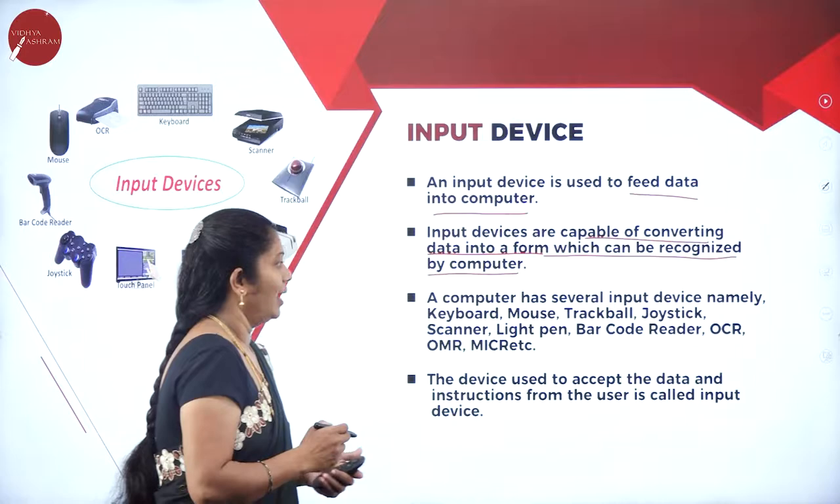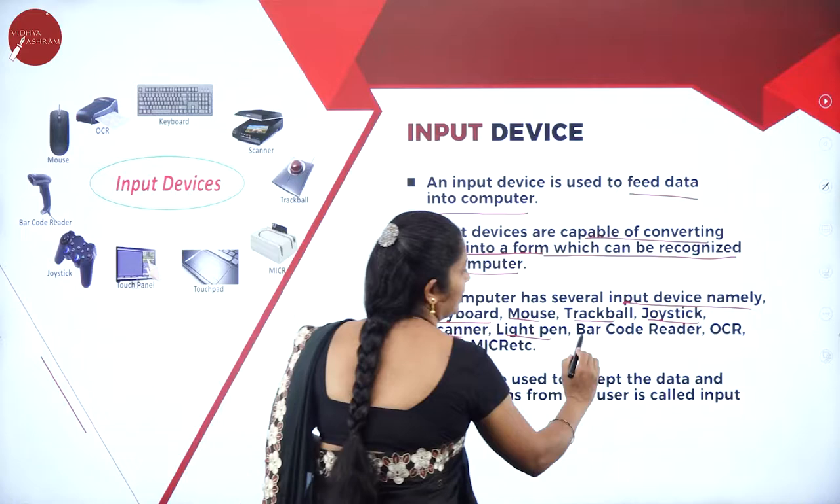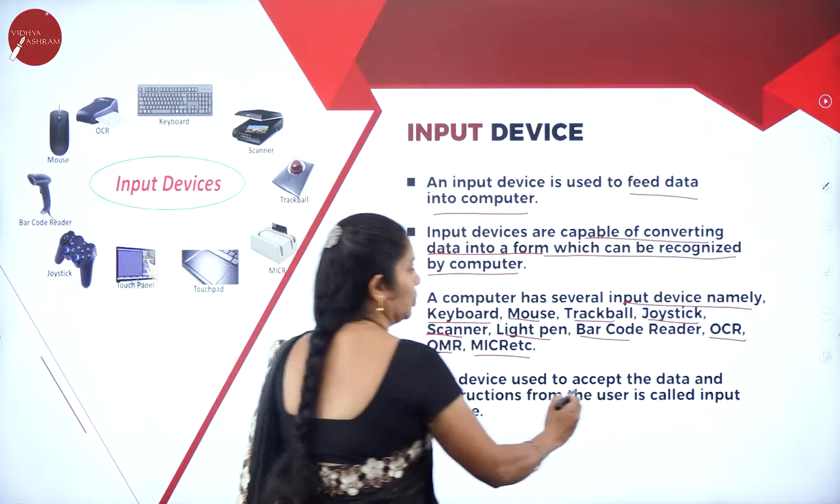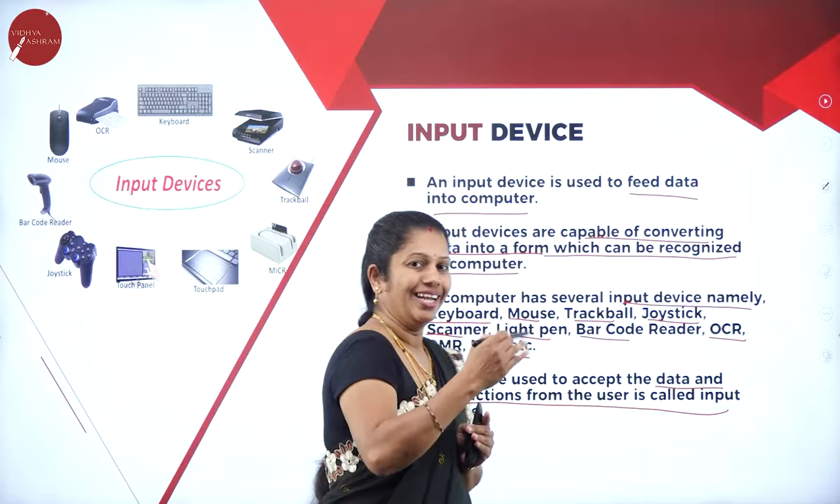A computer has several input devices, namely keyboard, mouse, trackball, joystick, scanner, light pen, barcode reader, OCR, OMR, MICR. These are a few examples of input devices. The devices used to accept the data and instructions from the user are called input devices. Input devices are nothing but the means through which the user can feed the value to the computer for processing purpose.